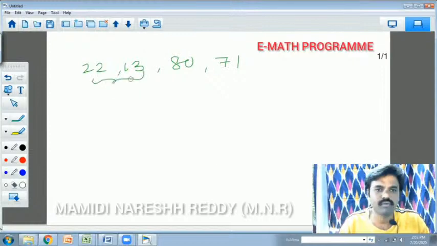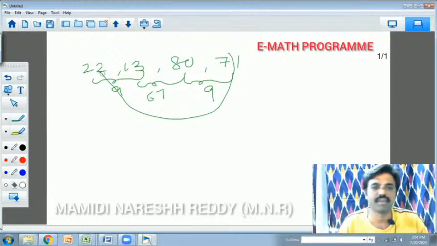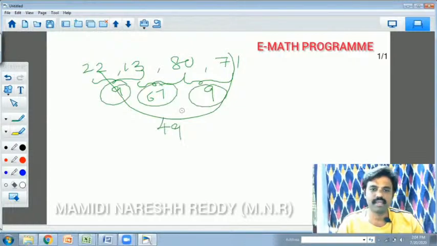The difference of 22 and 13 is 9. The difference of 13 and 80 is 67. And the difference of 80 and 71 is 9. And the difference of 71 and 22 is approximately 49. So now we have the 4 differences again: 9, 67, 9, and 49.